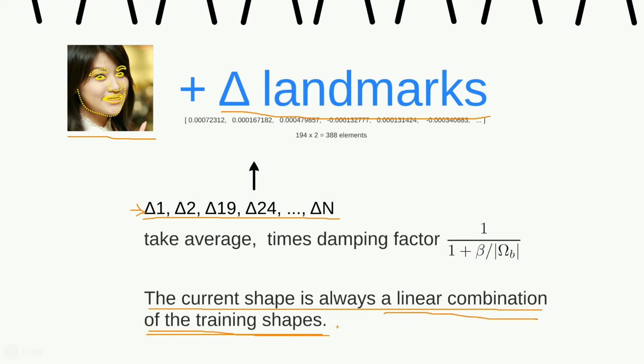And for this statement, the significance is that the current shape is guaranteed to lie in the subspace that is composed of all the training shapes. So for this 388 dimension vector, it's significant that we know it's constrained within the subspace, because this way we would know that the shape would always look like a human face. We would not have, say, the eye moved here and the eyebrow moved here.